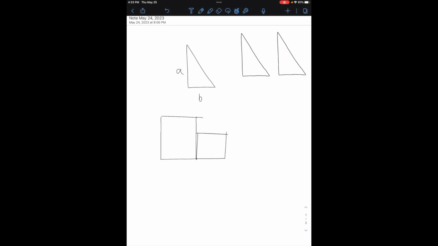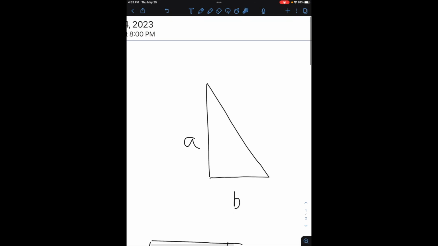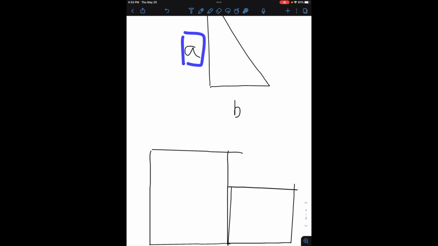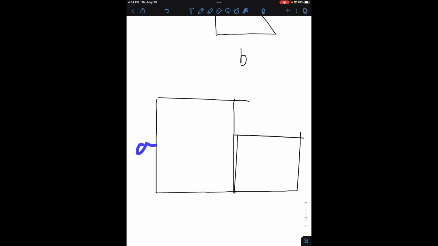To prove the Pythagorean theorem, we will first start with a triangle, which will be labeled A and B. Now we will create two squares, one with the side lengths of A and another with the side lengths of B. So this will be A times A, and this will be B times B. Once we create those squares, we'll put them together side by side, and it'll create a shape that looks like this.